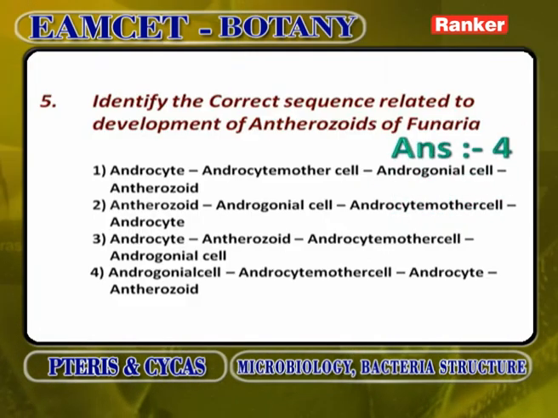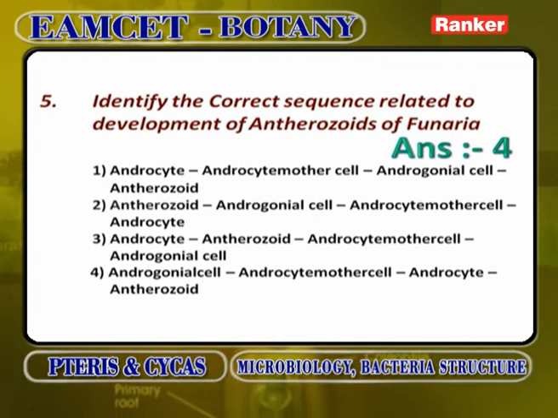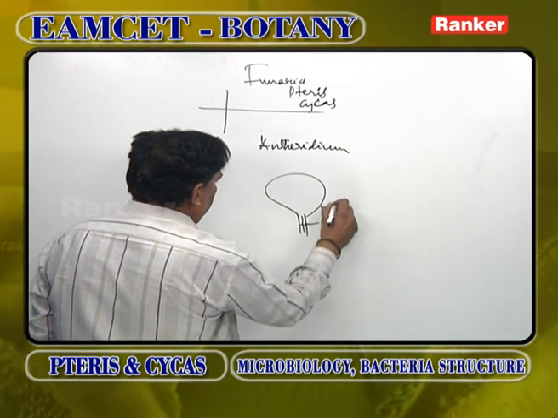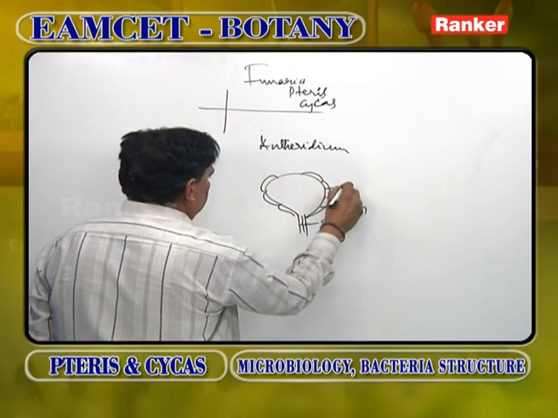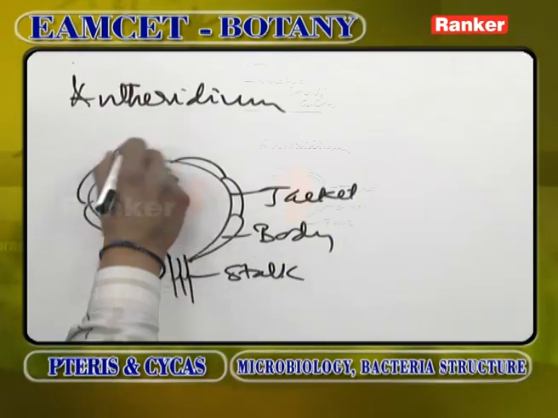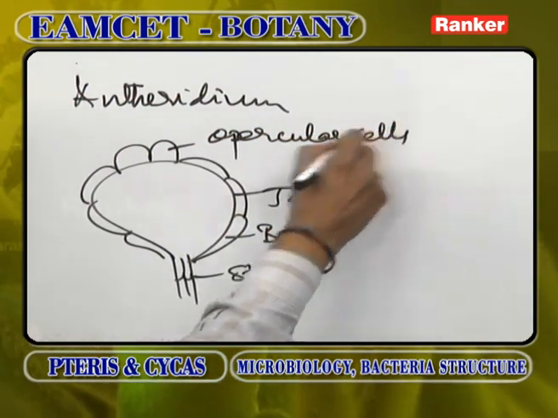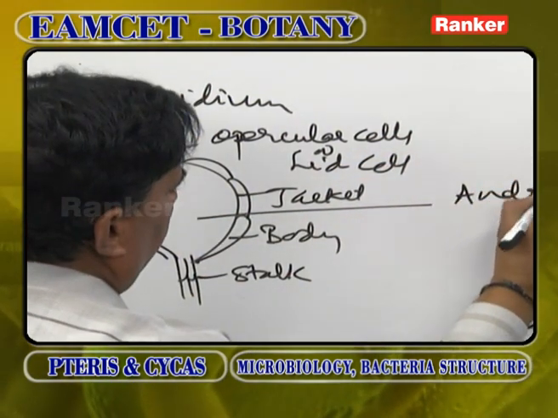Identify the correct sequence related to development of antherozoids in Funaria. This is an antheridium in Funaria. The antheridium shows a club-shaped structure with a multicellular biseriate stalk and a globose body. The body is surrounded by a single layered jacket and it shows 2 special opercular cells or lid cells. Inside the body you will find special androgonial cells.